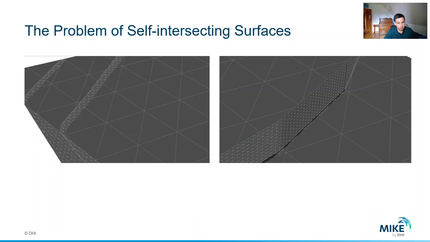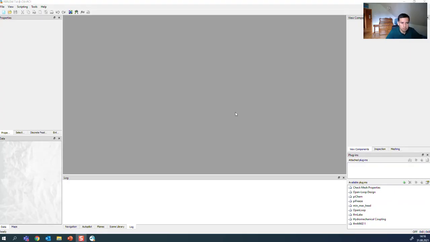Here we zoom and we can see clearly the problem of the self-intersection, the two surfaces not matching exactly. Let's start with the demonstration exercise.